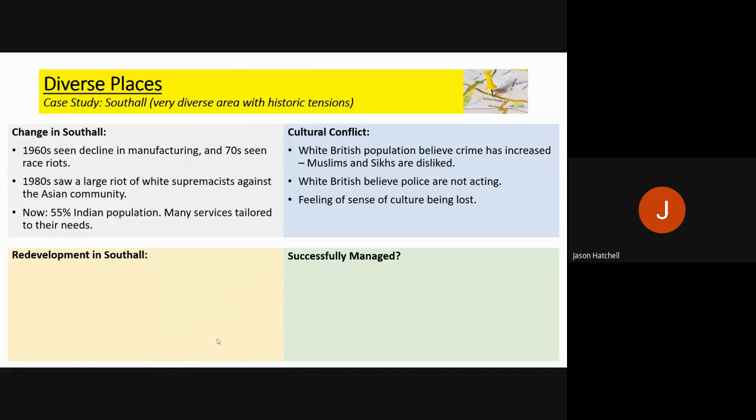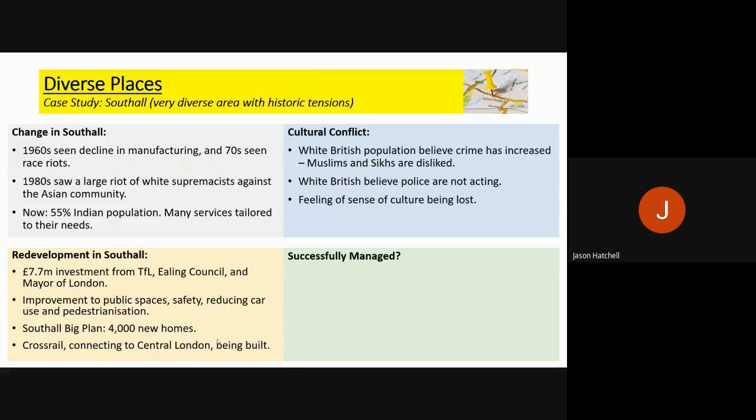So the white British population believe crime has increased since Muslims and Sikhs have been living in the area over the past 40 years. Muslims and the Sikhs are disliked by the white British population in this area, or have been. White British people in the area have believed that the police have not acted on these crimes, and there is a sense that the culture of Southall has been lost over time in the area.